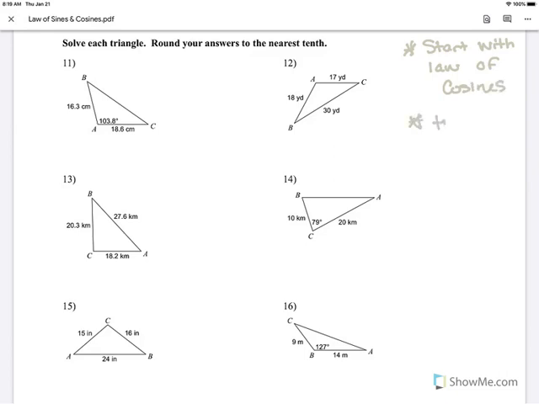Then law of sines. So do you want to write yourself a note, Kellen? It'll probably make the back easier. So start with law of cosines, then do the law of sines, because you're going to solve for that other side length first, and then it's going to make it way easier. So write yourself that note.